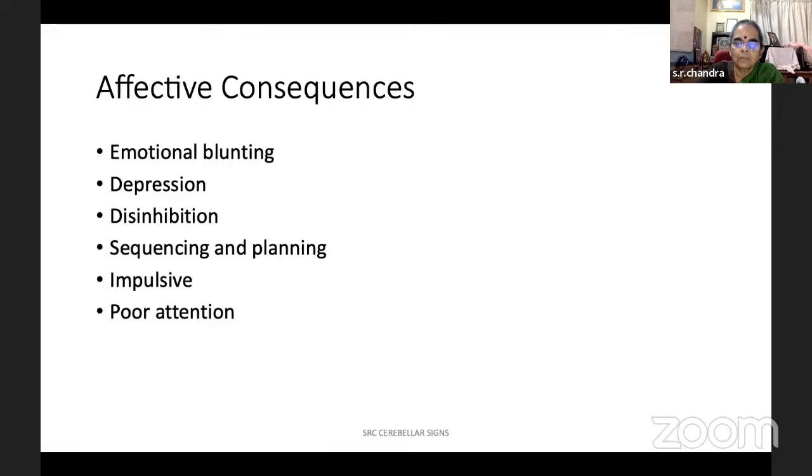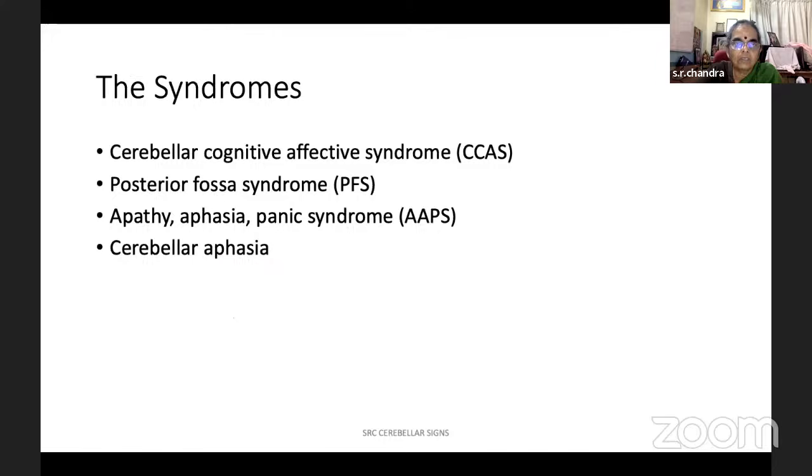Then we will come to the cognitive consequences: emotional blunting, depression, disinhibition, sequencing and planning disorder, impulsivity and poor attention, because we saw the various circuits which connect the cerebellum to the various cortical areas. And the classical syndromes of cognition are cerebellar cognitive affective syndrome, posterior fossa syndrome, apathy, aphasia, panic syndrome, and cerebellar aphasia. These are the 4 classical syndromes of cognitive dysfunction in cerebellar disease.